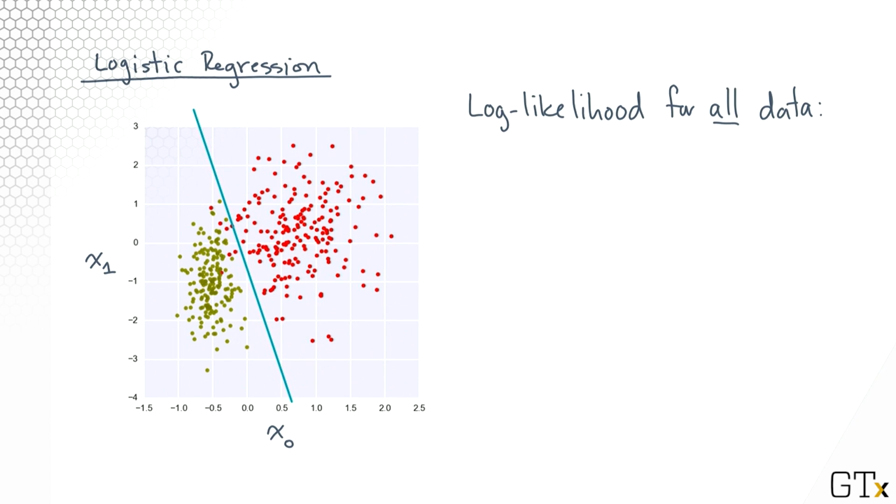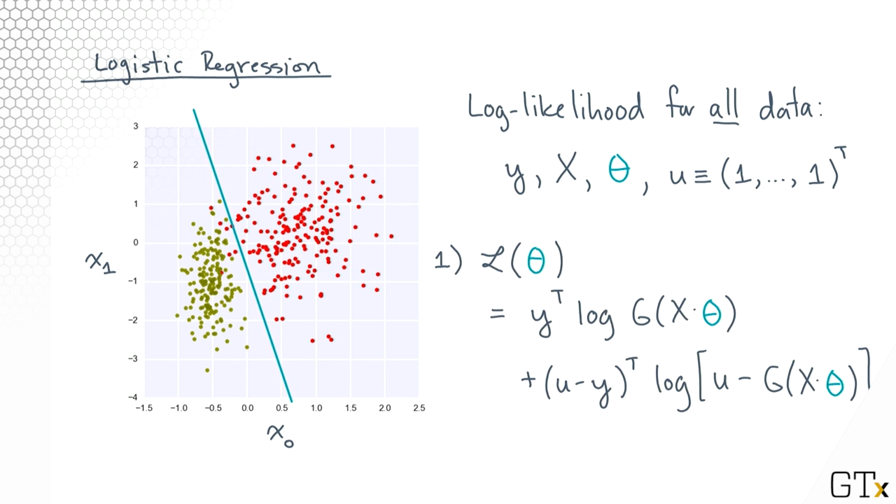There are some nice linear algebraic formulas for the log likelihood over all observations. So let y, x, and theta be our usual objects, the vector of responses, the data matrix of coordinates, and the vector of parameters. Let's also define u to be the vector of all ones. Using all the mathematical tools at your disposal, you can show the following. First, here's one way to write the log likelihood. Y transpose times log of g of x times theta plus u minus y transpose times log of u minus g of x times theta.